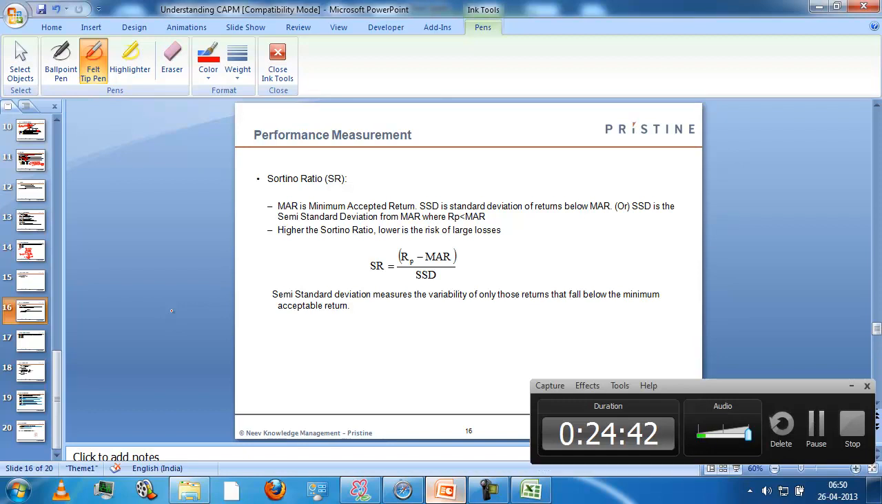So another measure of portfolio would be your Sortino ratio. So in this case, in place of risk-free rate, we take a minimum acceptable return and we take the difference of the return of the portfolio and minimum acceptable return, and we divide it by semi-standard deviation. So what we mean by semi-standard deviation is it measures the variability of only those returns that fall below the minimum acceptable return. So it will be clear by the following question.